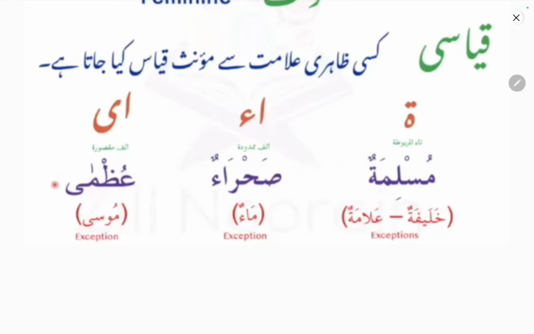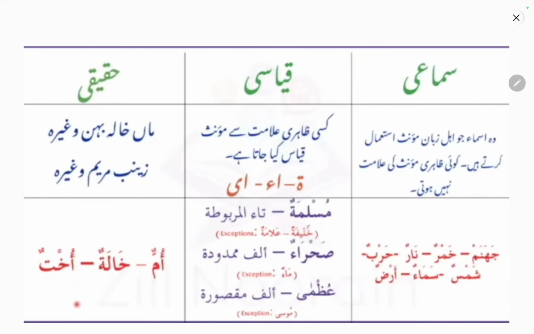So here is the gist of all the three rules which we have studied in order to identify a feminine noun: muannas samai, muannas qiyasi and muannas haqiqi. Samai means just by hearing, without any rule, the nouns are labeled as feminine nouns, and qiyasi means by seeing the word endings, like words which end with ta marbuta, alif hamza and alif ya. Such words are grouped under feminine nouns. And muannas haqiqi is the natural gender. The name itself reflects the gender of a person, like ummun, khalatun, ukhtun. Just by seeing the name itself we can make out the gender of a person.